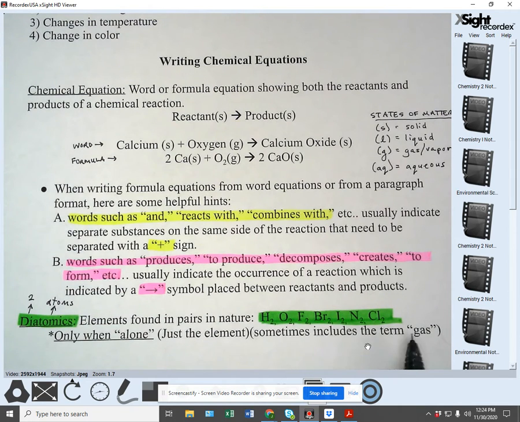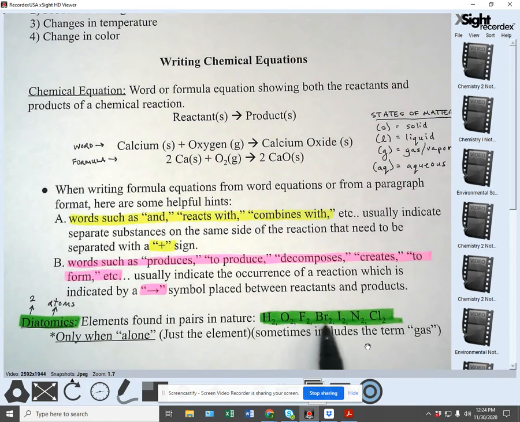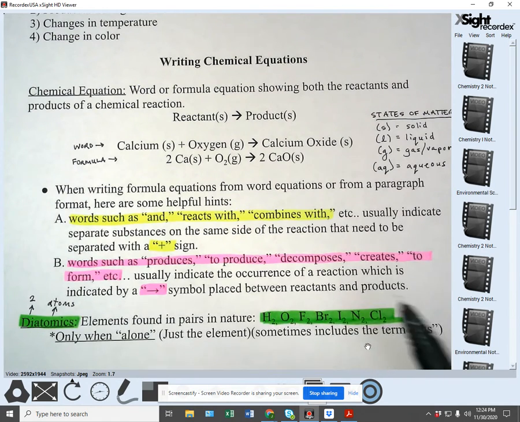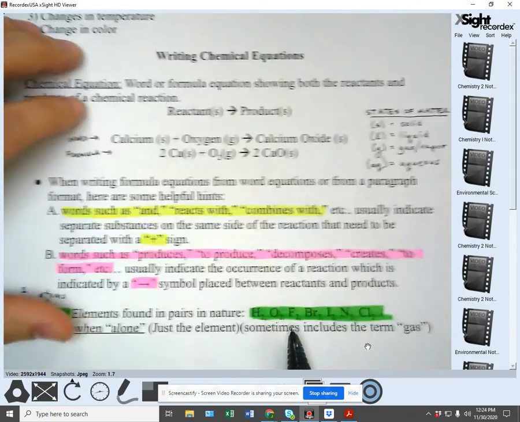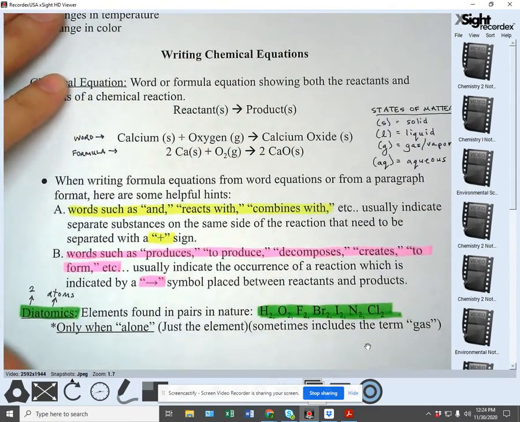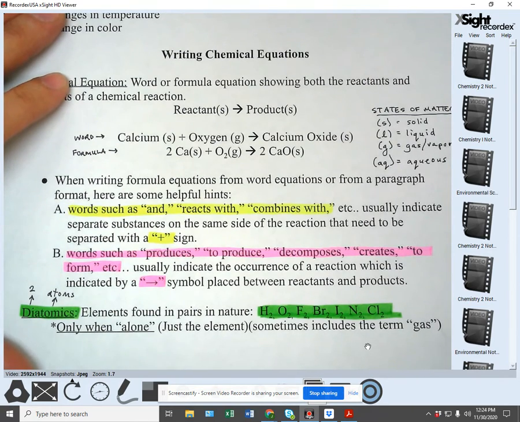I write it this way because I call the diatomics Hofbrinkel. You'll hear me say it a billion times from here on out. I usually say, don't forget your Hofbrinkel. That just comes from making a word out of all of them. It's just the way I remember them, but you have to memorize them. There are seven of them, and the more work we do on it, the easier it'll get. You'll probably get sick of me saying, don't forget your Hofbrinkel.